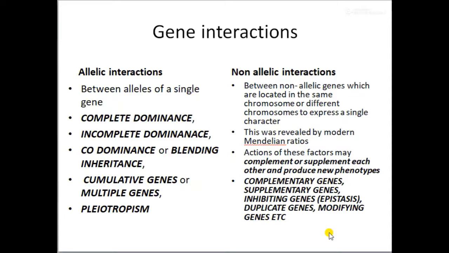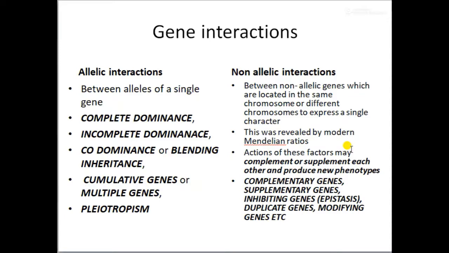Previously, we used to talk about them simply as complementary genes, supplementary genes, inhibiting genes, duplicate genes, and modifying genes, etc. But right now, the concept is that epistasis is a common term where non-allelic versions of a particular gene will inhibit, suppress or modify the interactions of another gene. That is referred to as epistasis.